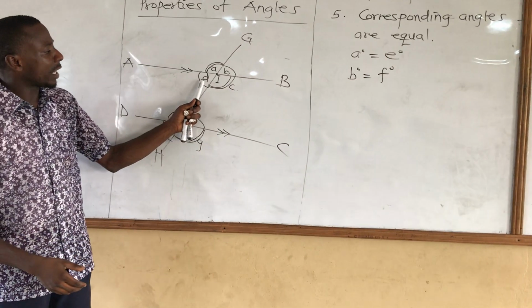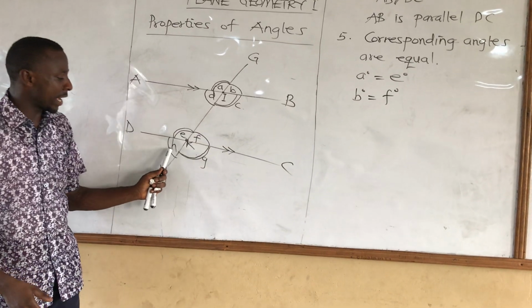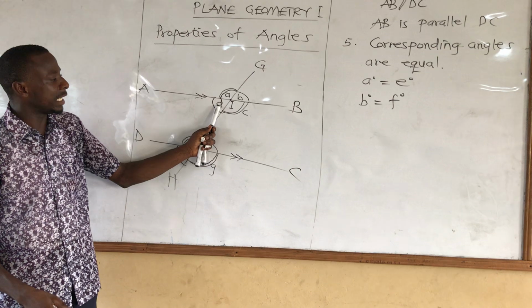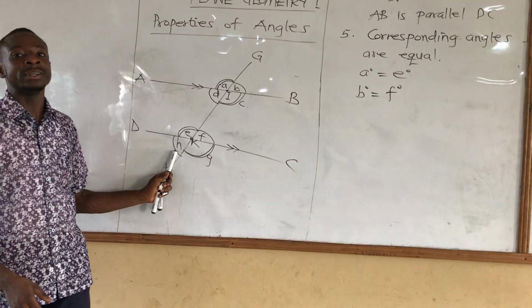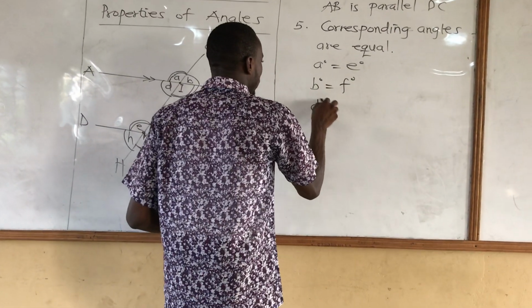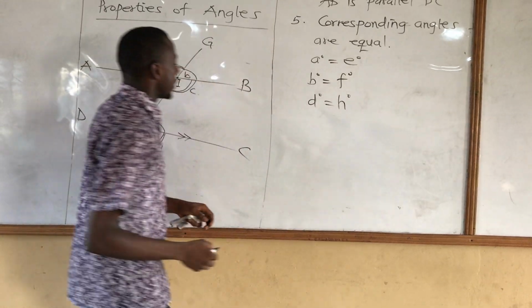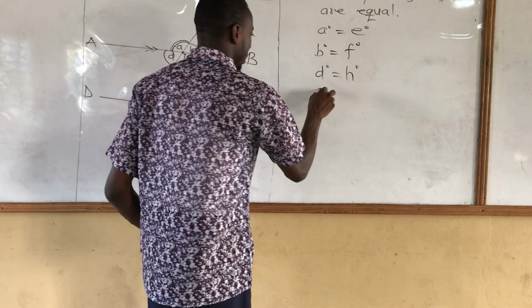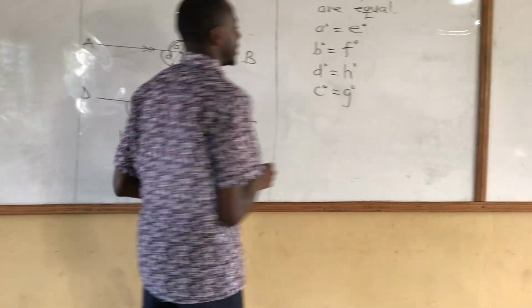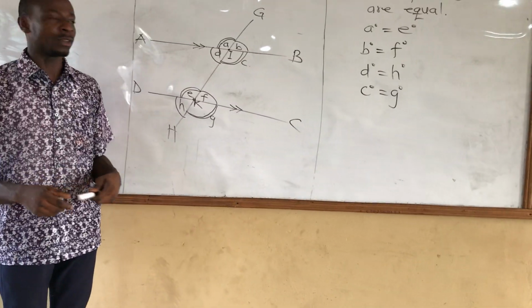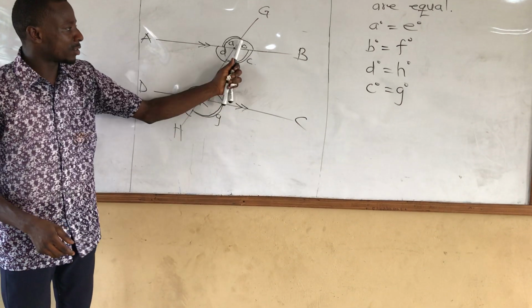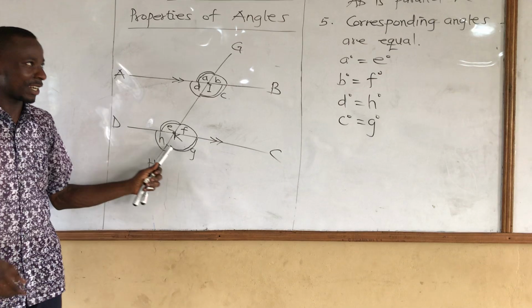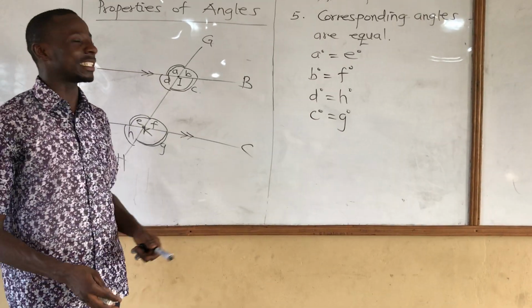Again, looking at where D is positioned and where H is, they have similar positions. So angle D is also equal to angle H. And angle C is also equal to angle G. And these are corresponding angles. So top, top, top, top, down, down, down, down. In that case, let's look at the next property.